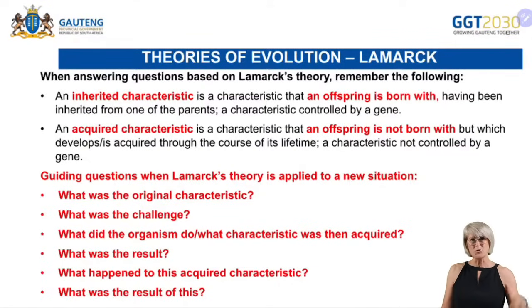So the challenge then was to reach the food higher up on the tree. Okay, then what did the organism do? So they stretched their necks, and what characteristic was then acquired? That was the characteristic of long necks. What was the result? Well, that characteristic of long necks was passed on to the offspring, and that is why giraffes all have long necks. Okay, so those are the kind of things to look at. And I know the giraffes is a simple example. There are very many examples, and sometimes the examiners give really difficult examples. So this is why it is important that you use past papers to revise these questions.